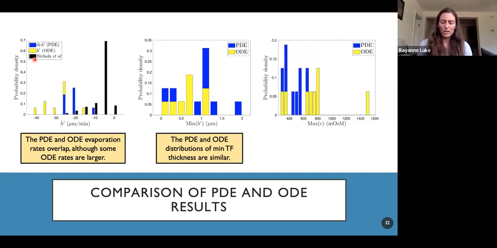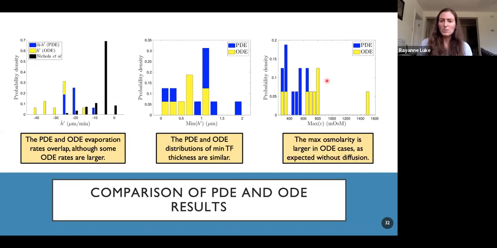The one where there's the most variation is in the osmolarity. So we see that the maximum osmolarity is larger on average for ordinary differential equation cases, but this should be expected without diffusion. In the PDE case, diffusion is allowed to pull solutes away from the center of breakup once it reaches a certain concentration. We have ignored that effect with the ODE models, so we do expect this difference in results.